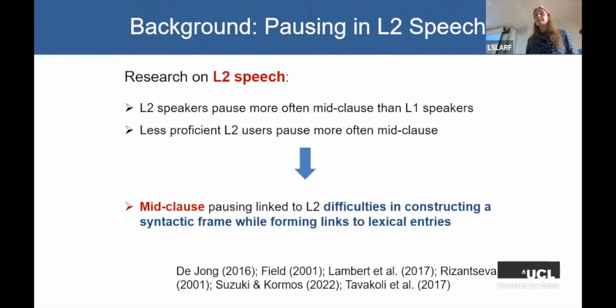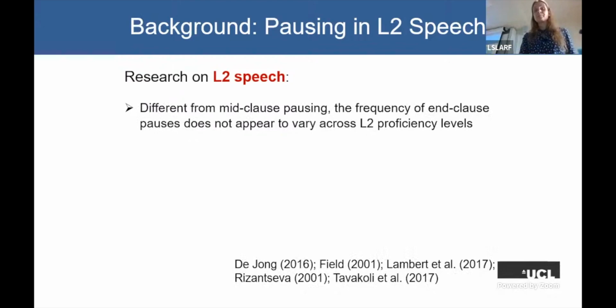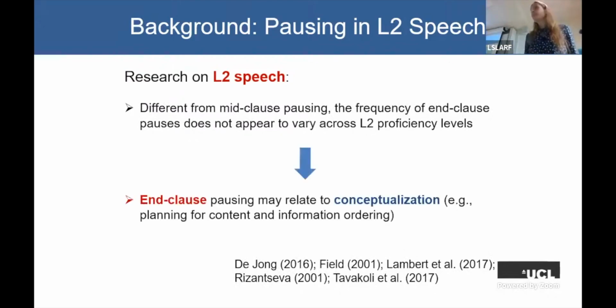In light of this, second language acquisition researchers assume that mid-close pauses might be linked to second language difficulties in constructing a syntactic frame by forming lexical links, basically linguistic encoding processes. But when it comes to end-close pauses, we do find that L1 and L2 speakers don't differ as much.